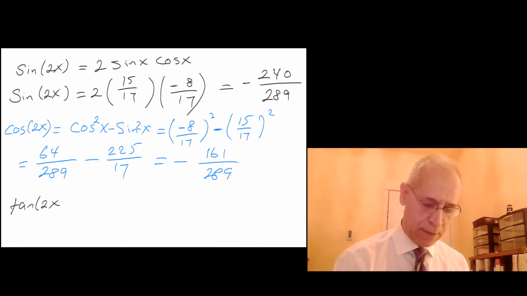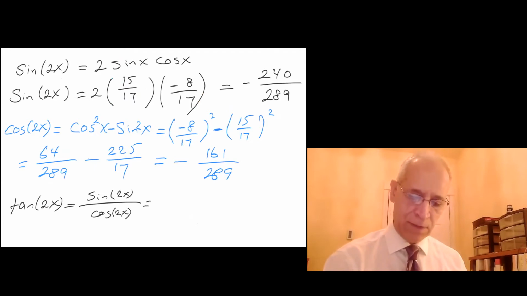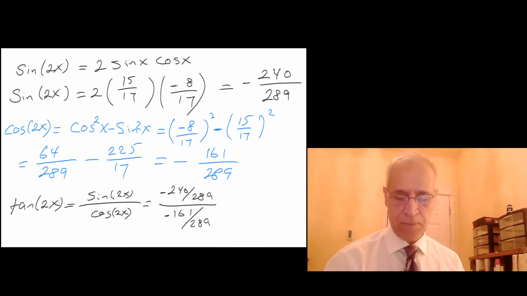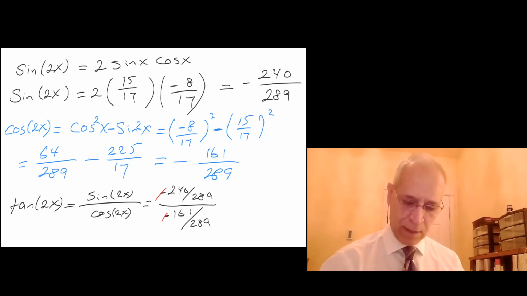Now, we're asked for tangent of 2x. Tangent of 2x equals sine of 2x over cosine of 2x. We found that sine of 2x to be negative 240 over 289, and cosine of 2x was negative 161 over 289. So I can cancel the negatives. If I multiply top and bottom by 289, I'm left with 240 over 161.